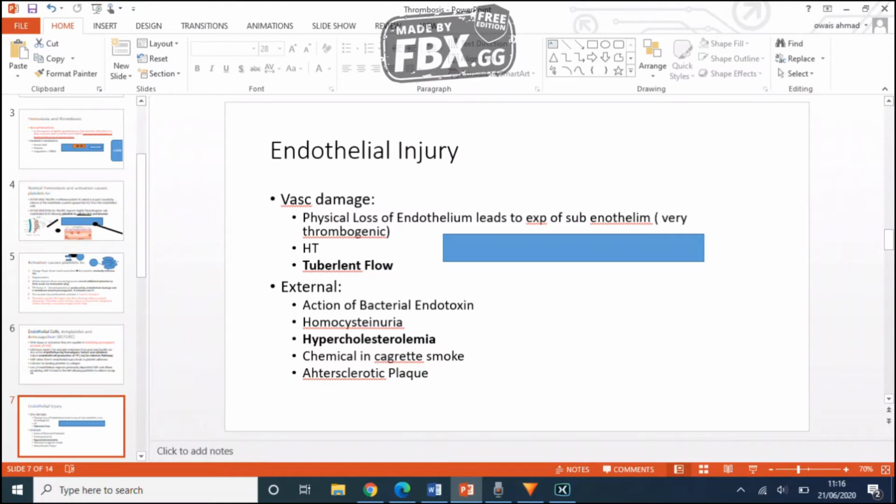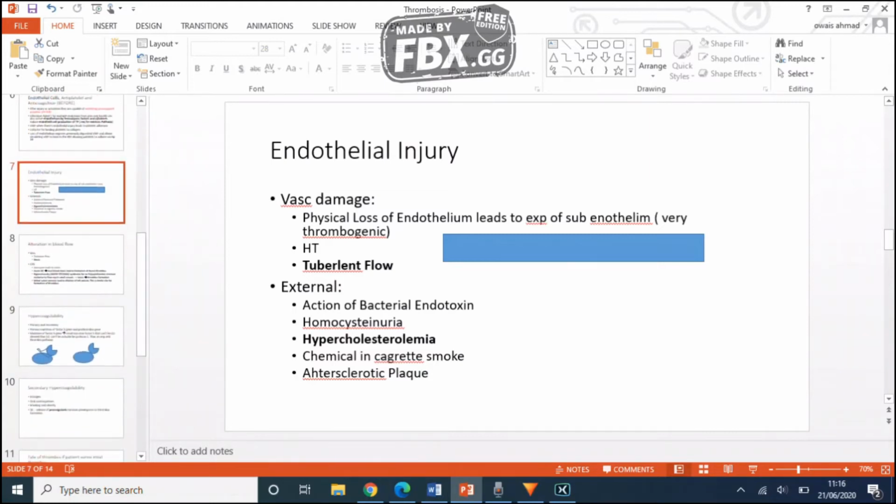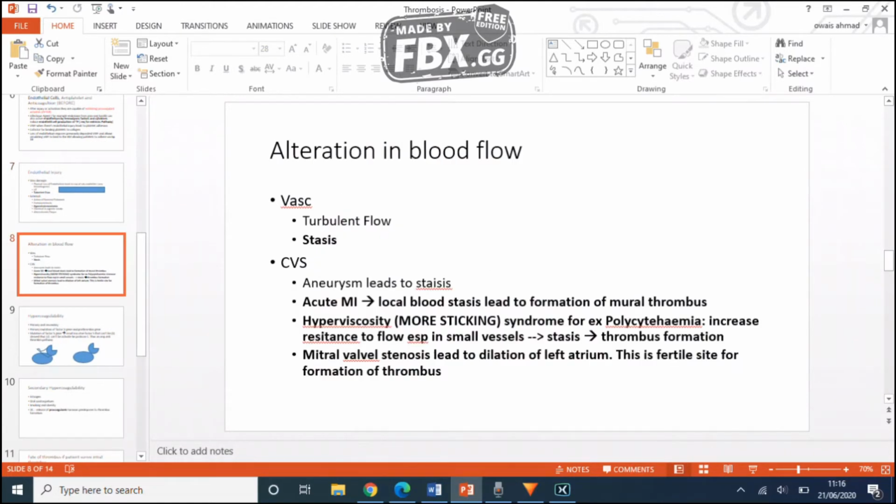And then there can be homocysteine, bacteria. What else can cause endothelial damage? It can be hypercholesterolemia, cigarette smoke and atherosclerotic plaque. Just remember: bacteria, homocysteine, uremia, which also causes atherosclerosis, then hypercholesterolemia, which also causes atherosclerosis, and plaque, chemicals and cigarette smoke. Then there can be alteration of blood flow. Like I said, the Virchow triangle is endothelial damage, hypercoagulable state, and then stasis or turbulence.